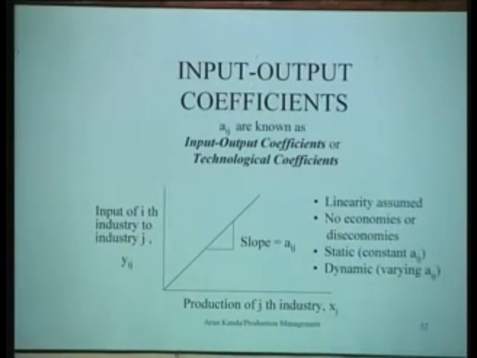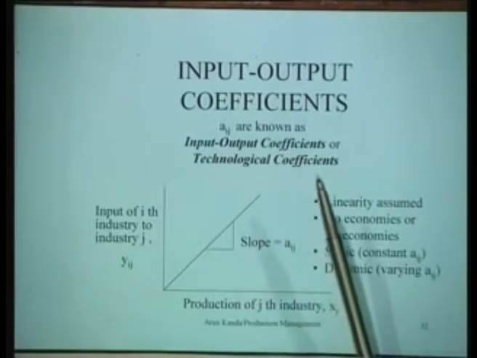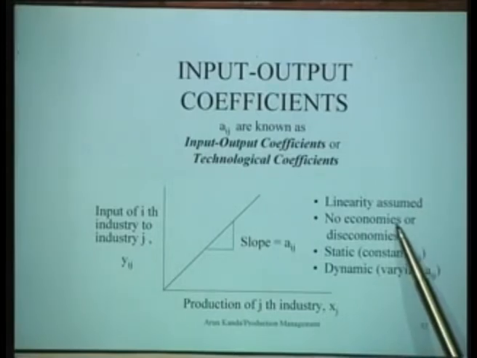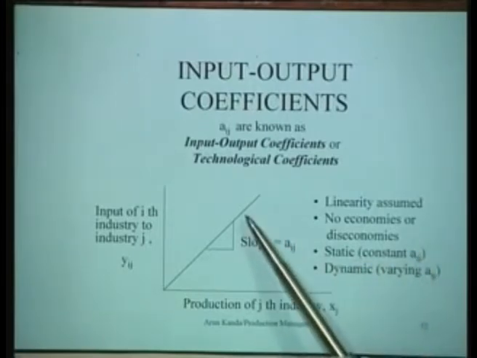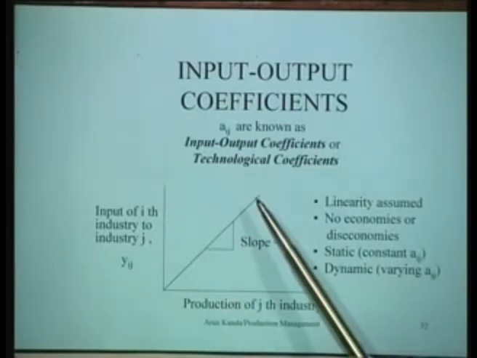What we can then say is that if you plot the relationship between Yij and Xj, where Yij is equal to Aij Xj, this would be a straight line whose slope is Aij. So Aijs are known as the input output coefficients or the technological coefficients, and here we are assuming linearity, not any economies or diseconomies of scale. It is a static situation in which Aij is constant, and if it is a dynamic situation then Aij would be allowed to vary.